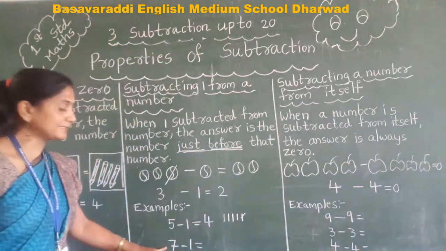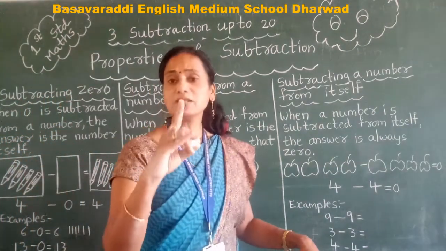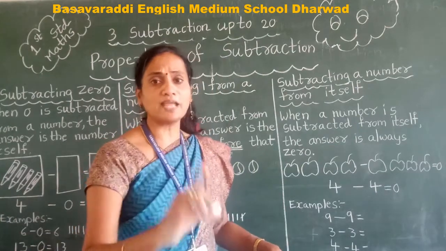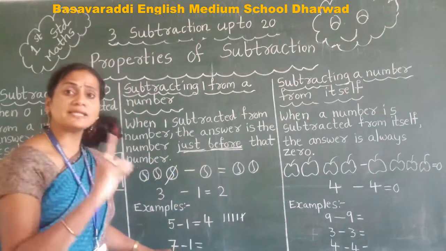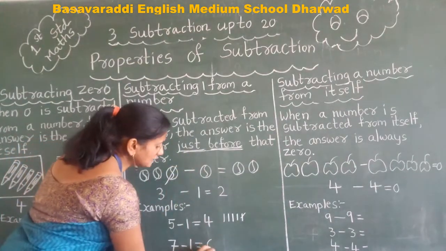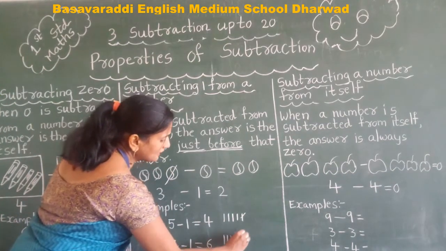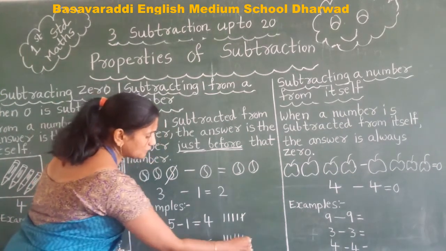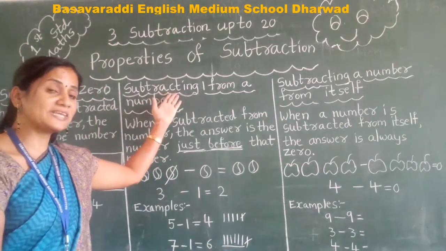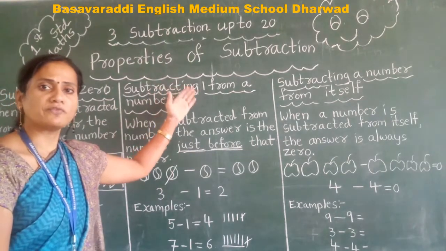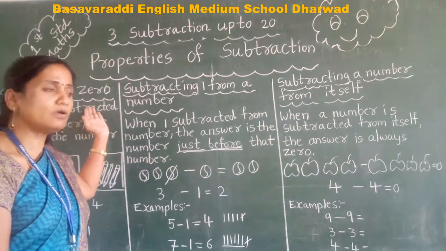Now we are going to 7 minus 1. What comes before 7? We are subtracting 1, so the number just before it comes. So 7 minus 1 is 6. See, 1, 2, 3, 4, 5, 6, 7. I am crossing out this one. The remaining is 6 only. Which property is this? This is subtracting 1 from a number. Yes? We learned 0 and 1.